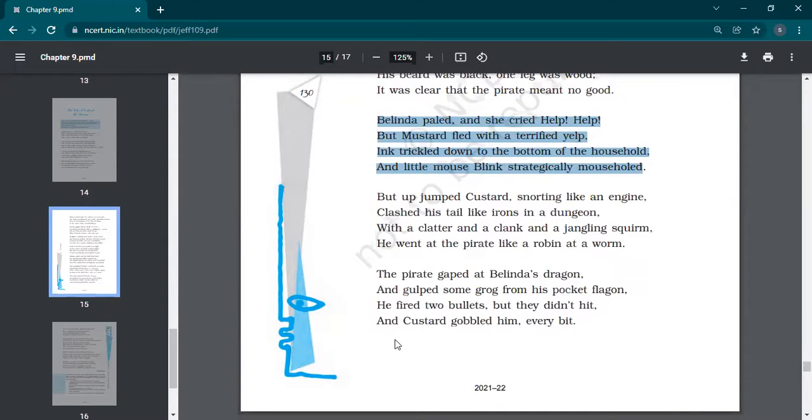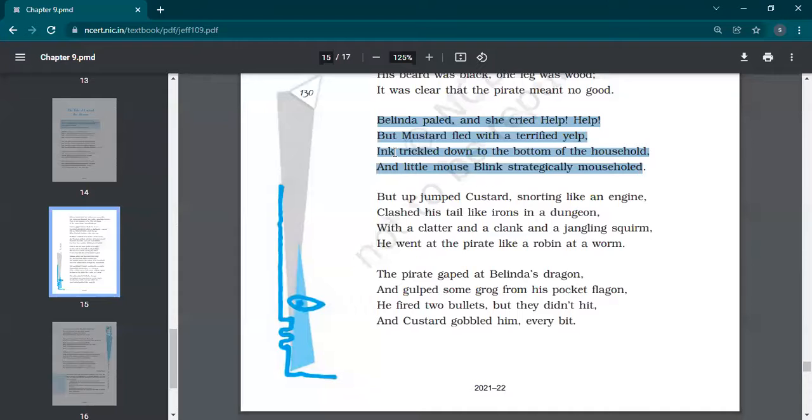And then Belinda was so frightened that she started crying for help, and Mustard the dog started crying for help too. Fine. And yelp here means again he started fleeing here and there. He started running here and there for help. There, what to do now?